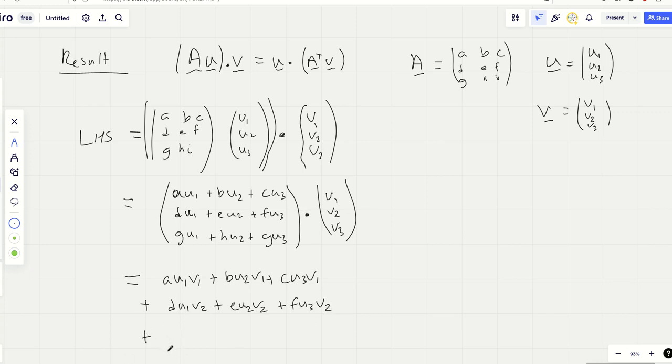So when you do this, it's very easy to get muddled up with the two different methods of what you're doing here. Dotting is not multiplying. It works very differently, doesn't it? And also that is not a 3 by 3 matrix, so you shouldn't be doing it like that. So yeah, then finally you're going to get GU1, V3 plus HU2, V3 plus GU3, V3.